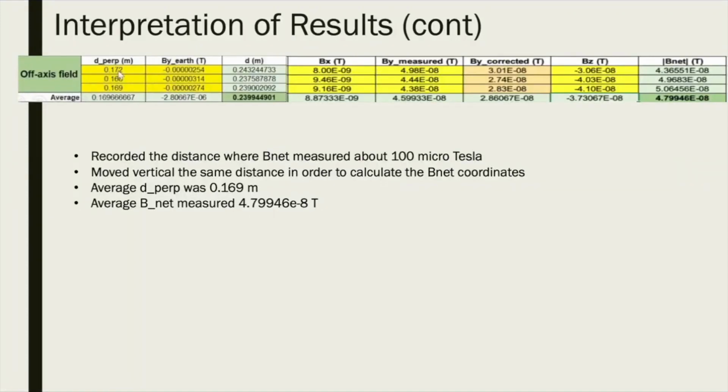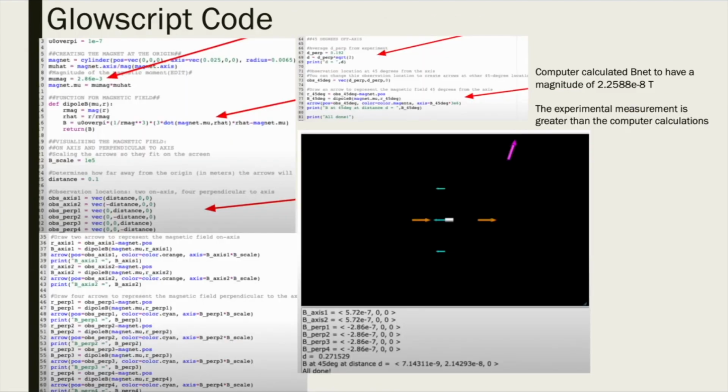Moving into some more results of just the 45-degree angle distance away. We recorded the distance where B net was measured to be about 100 microtesla, and then we moved vertical to the same distance in order to calculate the B net coordinates. And the Y value was corrected by subtracting the Y value due to the Earth's magnetic field in order to get the Y value only due to the magnet. And as shown in the table, we had an average perpendicular distance of 0.169 meters and an average B net of 4.79946 e to the negative 8th Tesla.